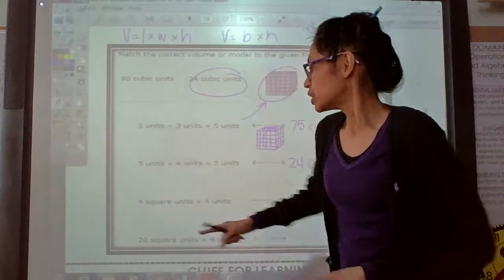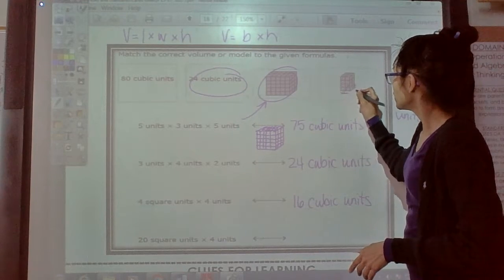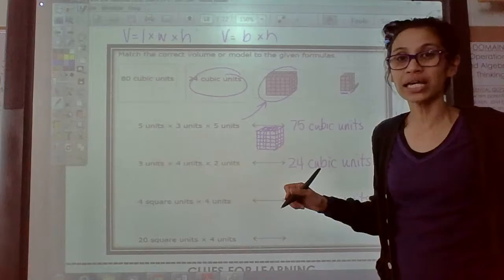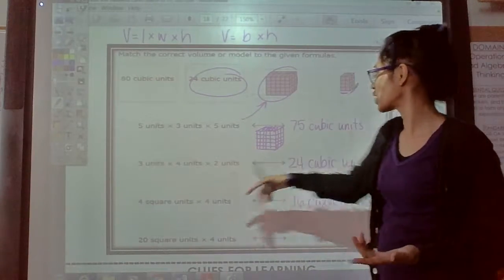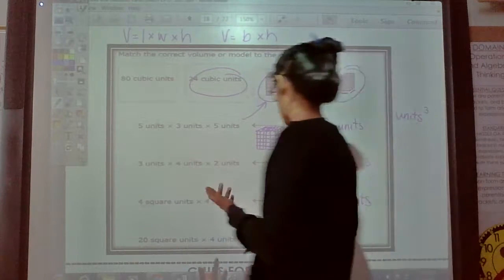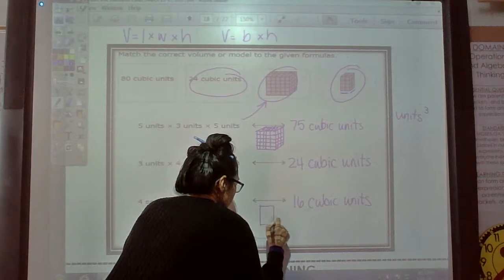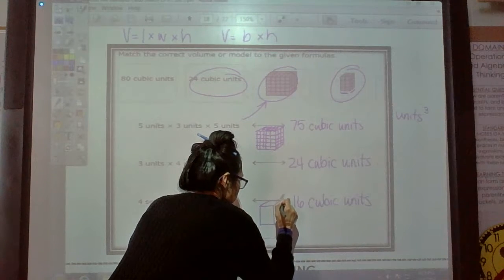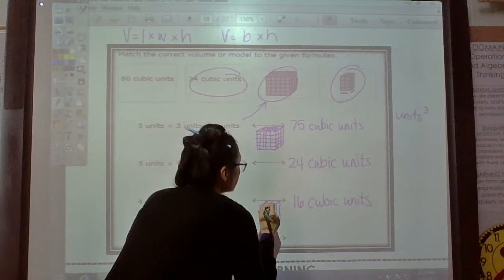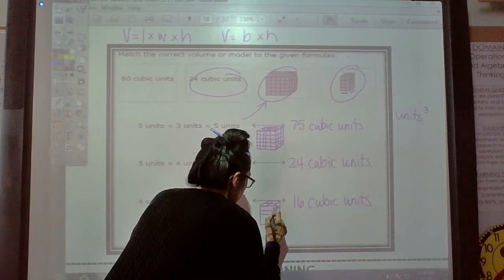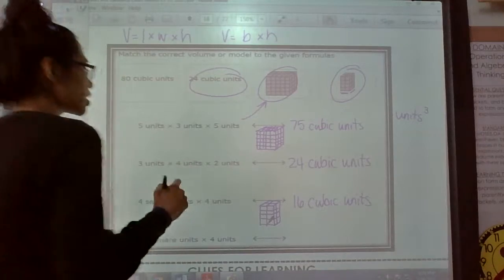Let's double check. 4 square units. Look at the bottom. I have 2 going this way and 2 going that way. And 2 times 2 is 4. Right there. And then the height is 4 units, which is right there. Bam. Let's draw that as best as we can. How many was that? 4? Bam, right there, as best as you can.